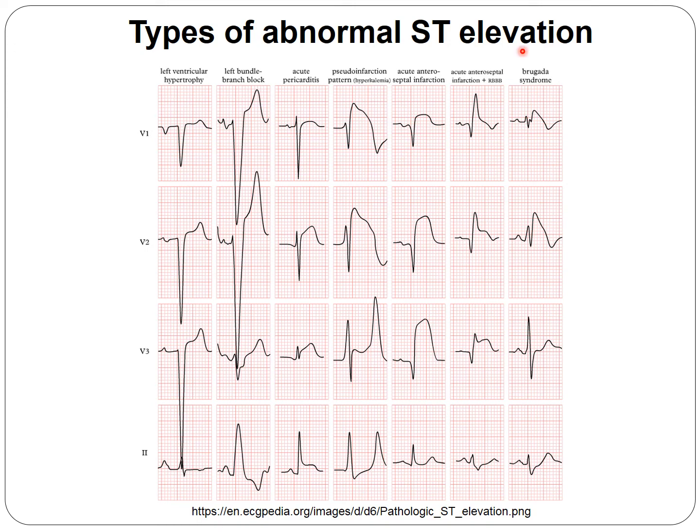Types of abnormal ST elevation. This table is summarizing the different ST elevations, such as in left ventricular hypertrophy, where, as you see, the secondary changes are exactly opposite the major deflection of the QRS complex. Left bundle branch block is very similar. In acute pericarditis we always have ST elevation in almost all leads. Pseudo-infarction pattern in hyperkalemia is similar to Brugada, except in some leads we have a very tall T wave. Acute anteroseptal MI, anteroseptal MI plus a right bundle branch block, and Brugada syndrome are listed here.